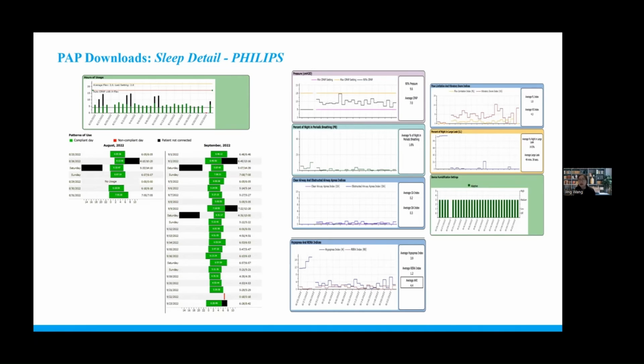So we'll use this sometimes in patients who have that high residual AHI to help us figure out maybe some potential areas to adjust settings before sending that patient off to a PAP titration.